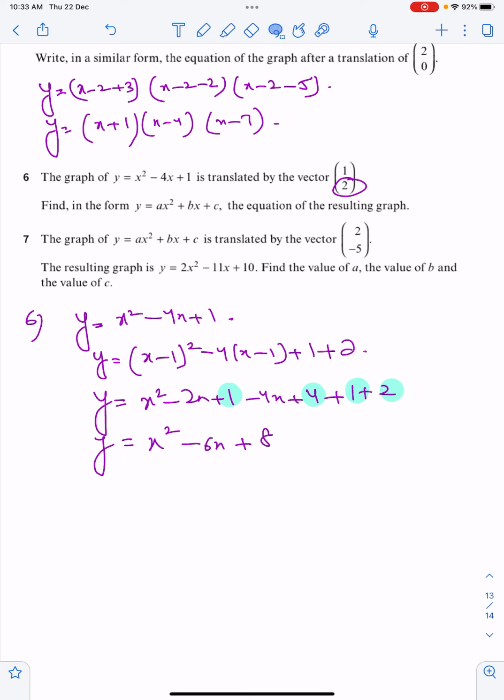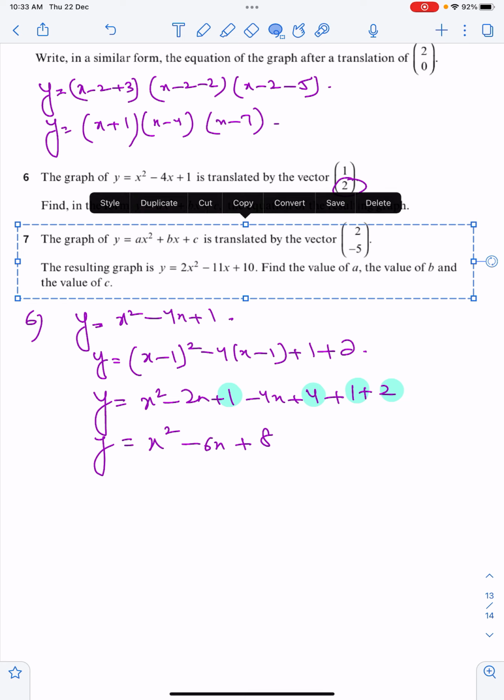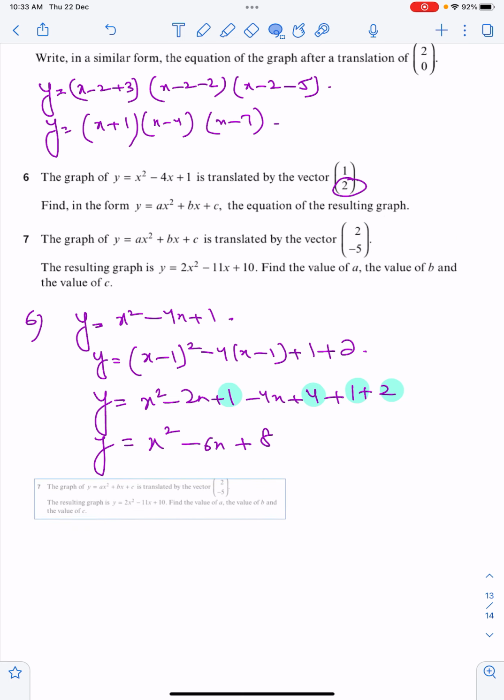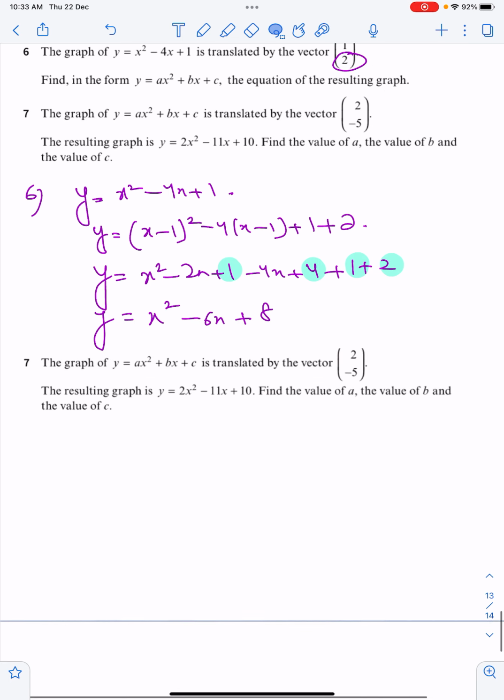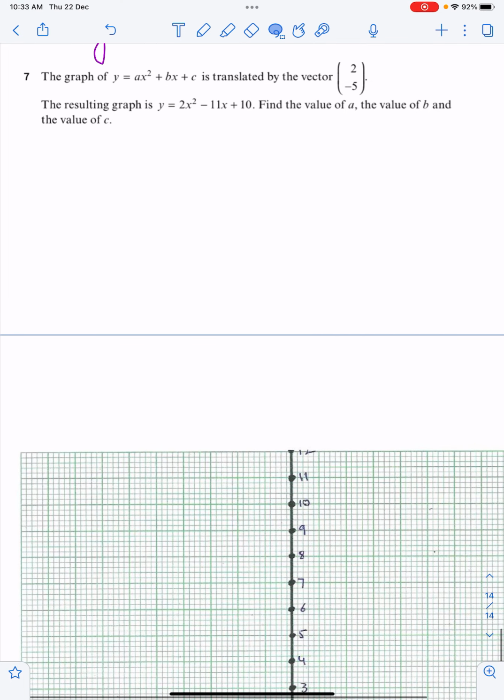Okay, then I am doing the next question, question number 7. It says the graph of y equals ax squared plus bx plus c is translated by the vector (2, −5). The resultant graph is this. Find the value of a and the value of b and the value of c. So you have to find out the original graph, and the resulting equation is with me.